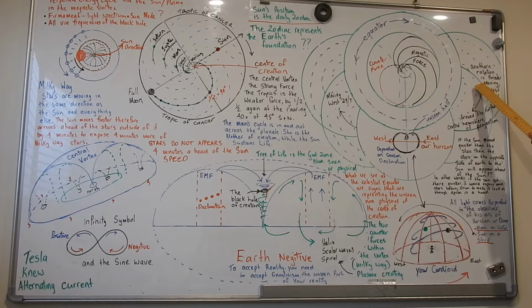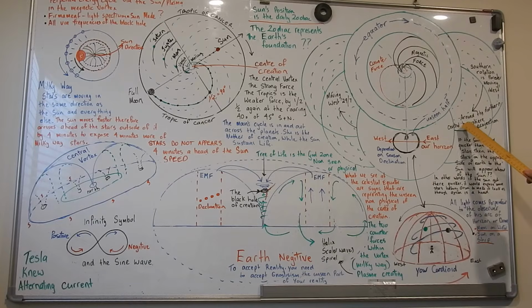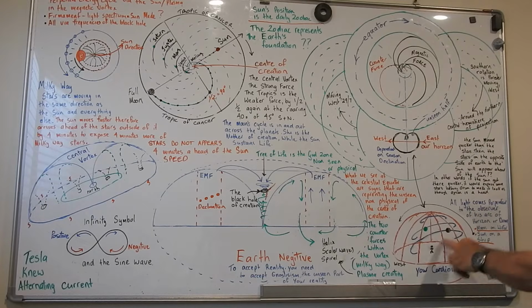The southern rotation is forever moving west around the northern central hemisphere of projection. If the sun moves quicker, well, the sun does move quicker, we've been through all that. In other words, if the sun got there quicker, it would expose more stars, we've been through that. All light comes perpendicular to the observer from his arc of horizon or dome. It's all perpendicular to him, straight back to him.